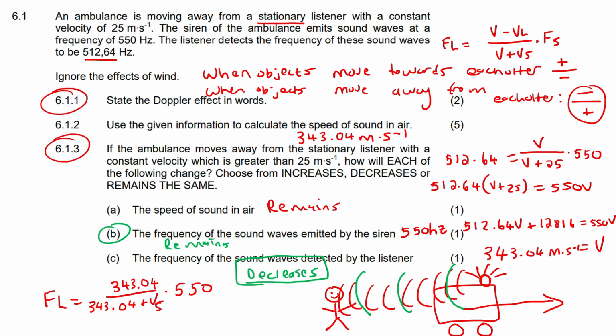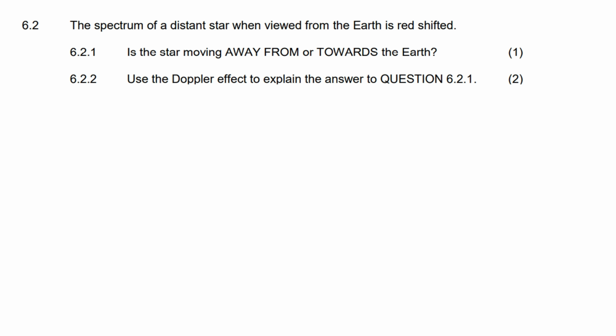Remains. The spectrum of a distant star when viewed from the Earth is red shifted. Is the star moving away or towards the Earth? Okay, so this is that whole red shift, blue shift. Let's quickly talk about that. So let's say, for example, we have planet Earth, and we've got a star. There's our star, and let's say this is the year 2000.